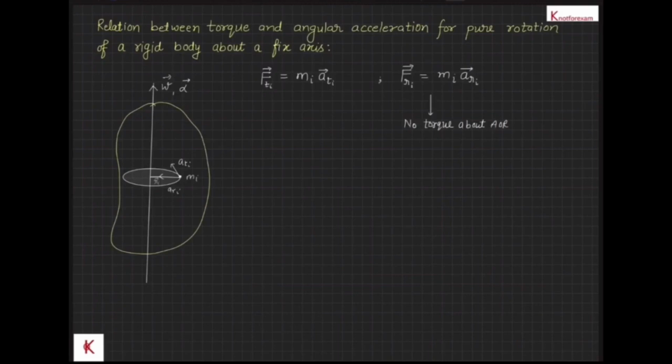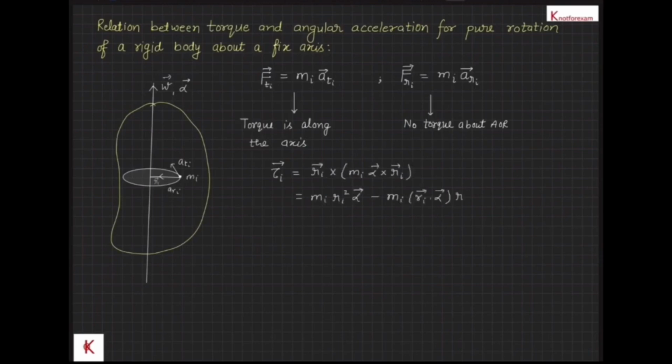The radial force passes through the axis of rotation, therefore it will have no torque about the axis of rotation, and the torque of the tangential force with respect to the center of the circle is along the axis, and it will be equal to the component of torque along the axis with respect to any point on the axis, which will be equal to ri vector cross mi α vector cross ri vector, which will be equal to mi ri² α vector minus mi (ri vector dot α vector) ri vector. Since ri vector is perpendicular to α vector, the second term will be 0, and so the net torque on the ith particle along the axis comes out to be mi ri² α vector, which will be along the axis.